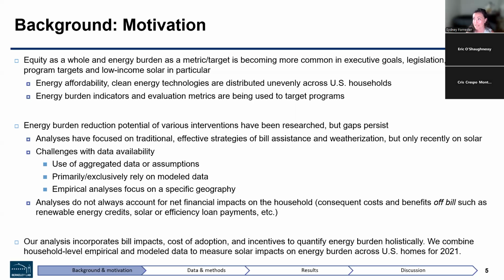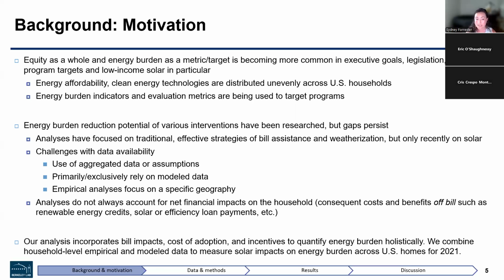That's not to say that there aren't any empirical analyses on this topic. There are, but usually these are more in the realm of program evaluation, so it is specifically focused on a specific program that might be in one region. The final thing here is just that analyses don't always account for the net financial impacts on the household, like I mentioned earlier. So really taking into account the cost of adoption is very important when looking at an investment that's as significant as rooftop solar.